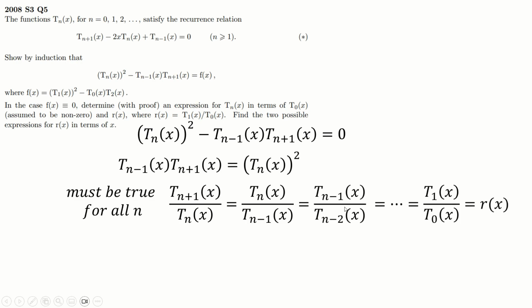And then we can just keep going down the line. It must be true all the way down to t1, t0. Must be the same as t2, t1 over t1 because of this original line here, where n would just be 1 in that case. It's true for the entire line, which is interesting. So they're all equal to r of x. So that's kind of cool. It's not actually very helpful at the moment.